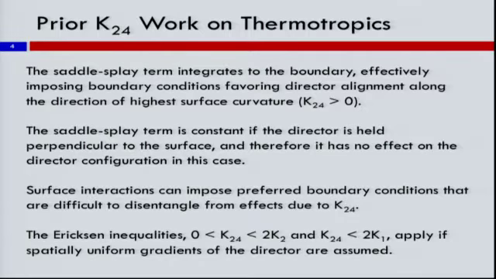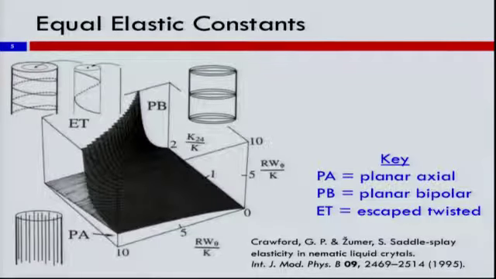And over the time of this work, there were some inequalities between K2-4 and K2 and K1 called the Ericksen inequalities. They apply if gradients are spatially uniform. In our case, that is not true. So in fact, we are not bound by these inequalities. Measured values for K2-4 vary quite a bit in thermotropics. They are on the order of K1, K2, and K3. This is some of the results from that period of work on thermotropics.